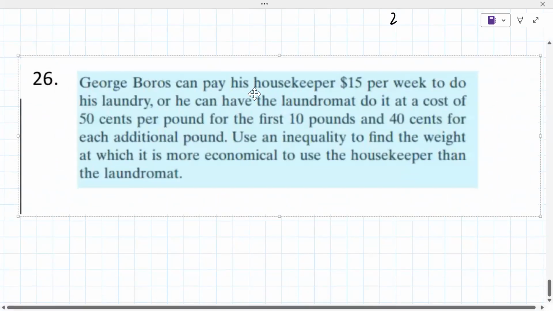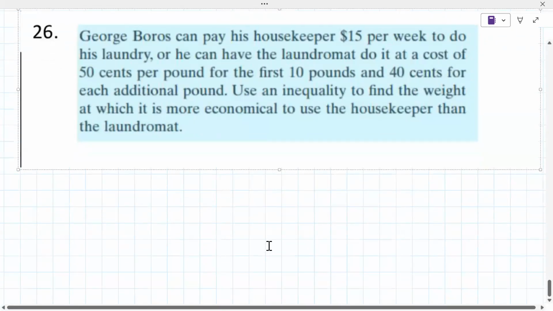All right, George Boros can pay his housekeeper $15 per week. Wow, that is not a very good rate. To do his laundry, or he can have the laundromat do it at a cost of 50 cents per pound for the first 10 pounds and 40 cents for each additional pound. Use an inequality to find the weight at which it is more economical to use the housekeeper than the laundromat.